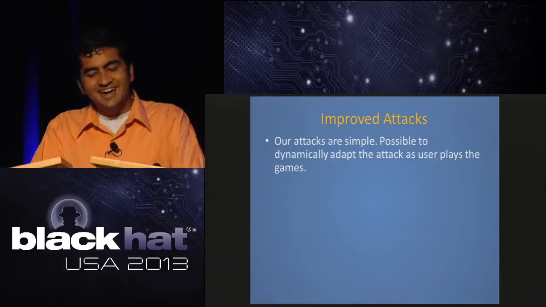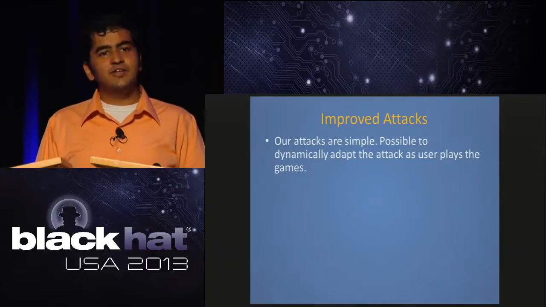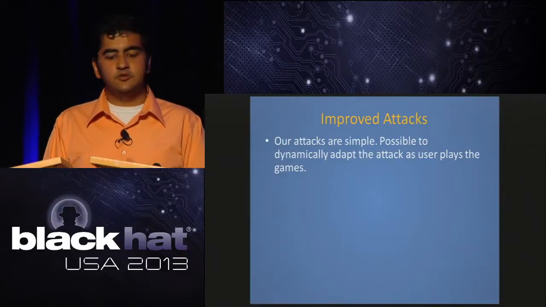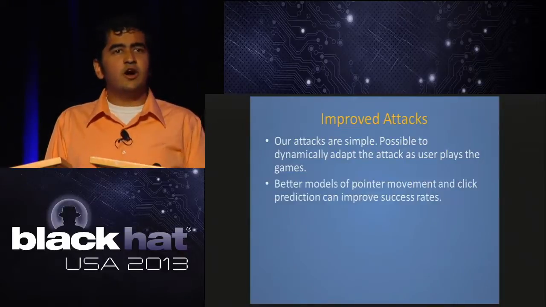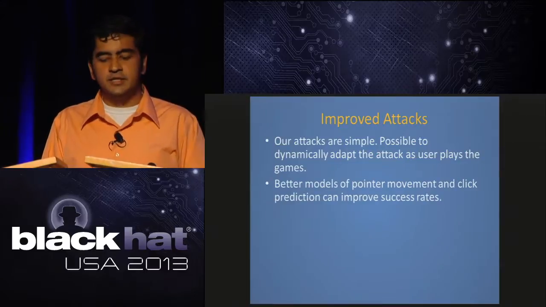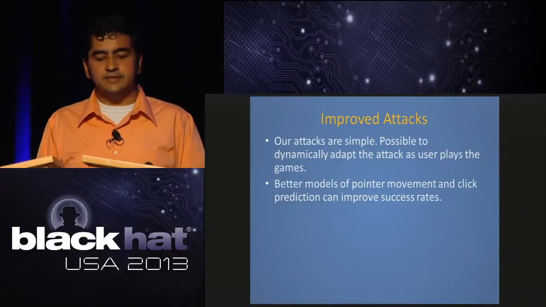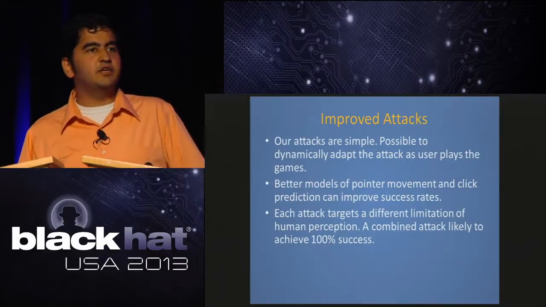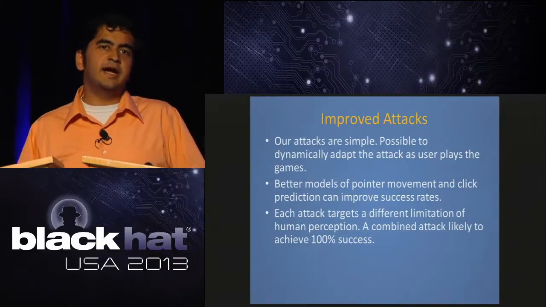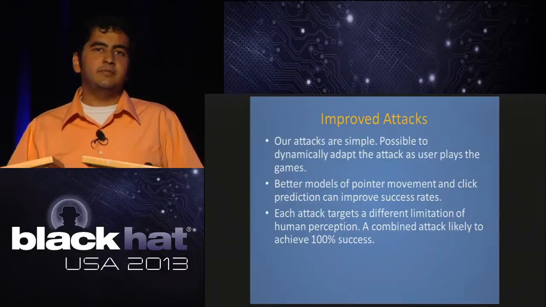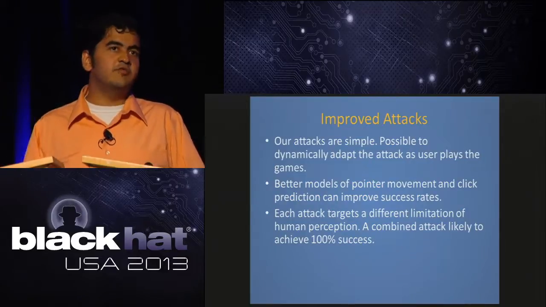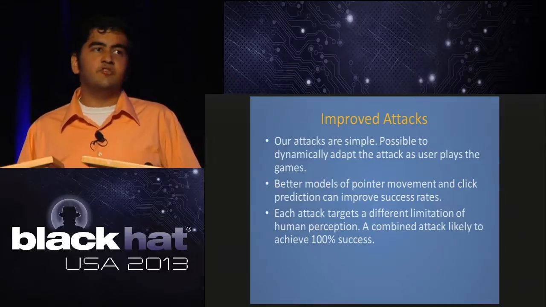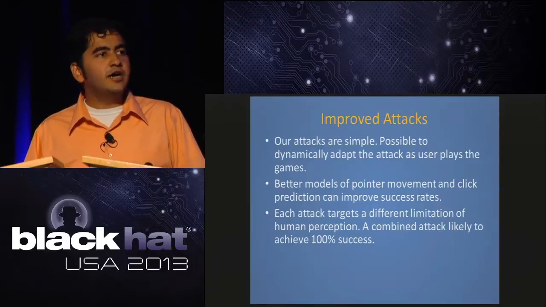But you can improve the games a lot more, make them more immersive, dynamically adapt the attacks as the user plays them. For example, get a better model of pointer movement and click prediction to improve the success rates of these attacks. Right now, each attack targets a completely different limitation of human perception. One was motor adaptation, one was visual cues and timing, and another was peripheral vision. But a combined attack that ties all these things together could be really powerful, and I'm pretty sure it could achieve a 100% success rate.